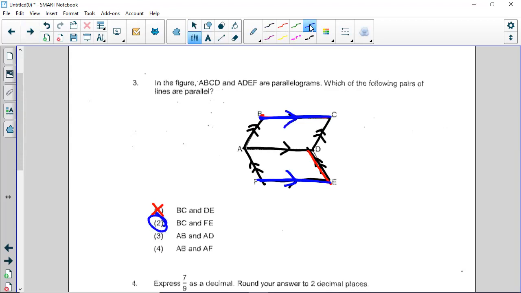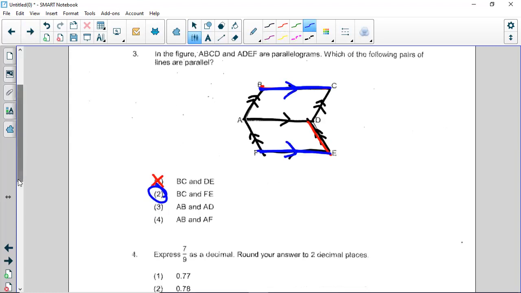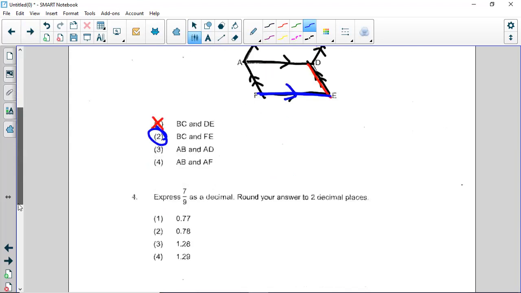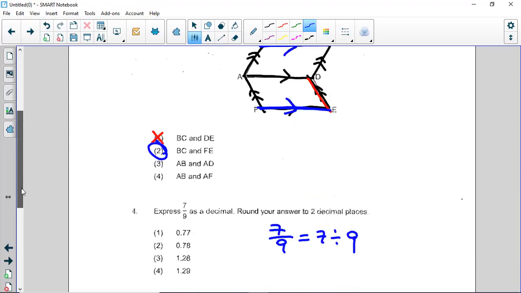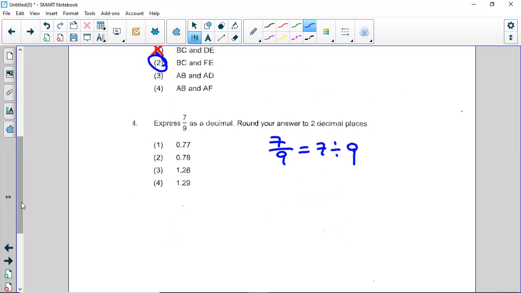Okay, so it's quite straightforward, very easy. Question number 4. How do you get your decimal? First of all, what is a fraction? Fraction means 7 over 9, or 7 divided by 9. So when you see fractions, it is also dividing. So you will have to divide and get the decimal.